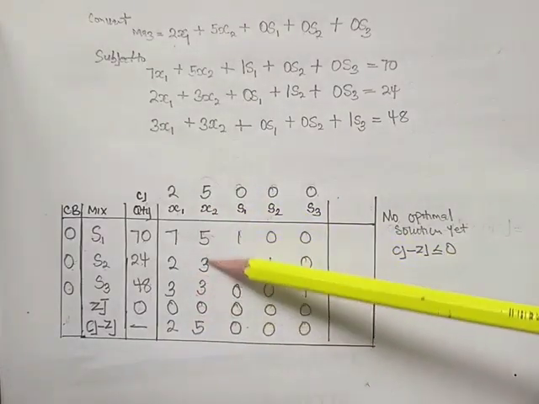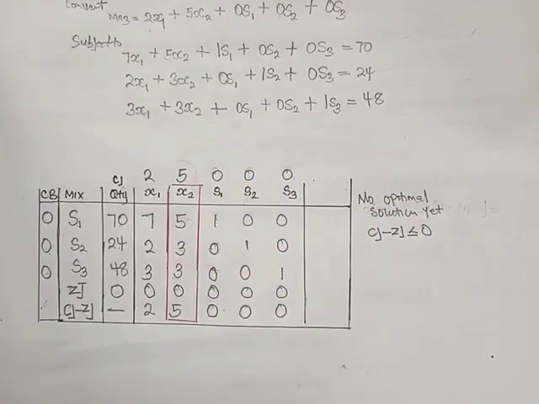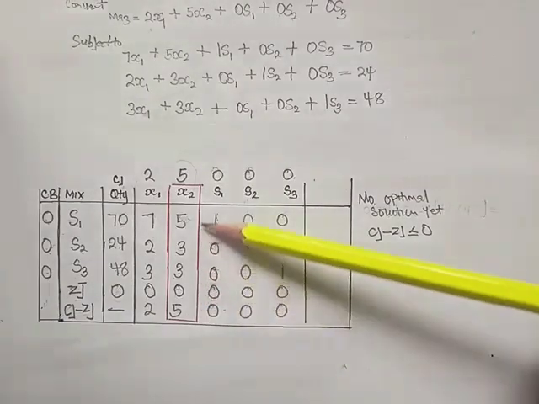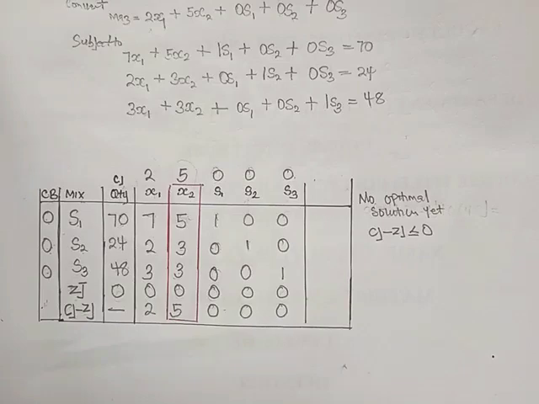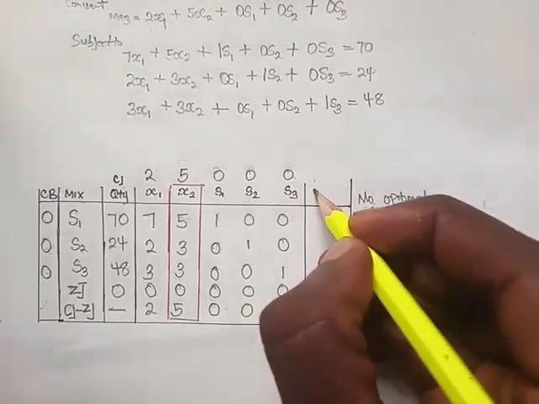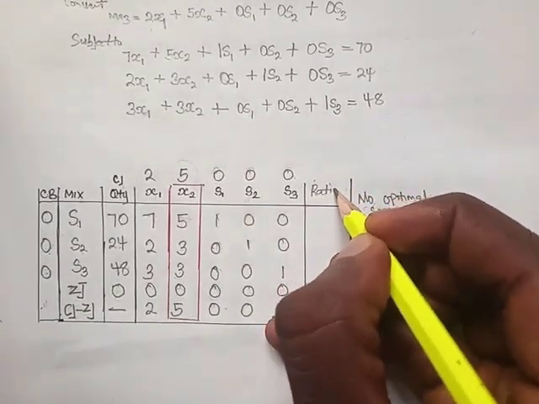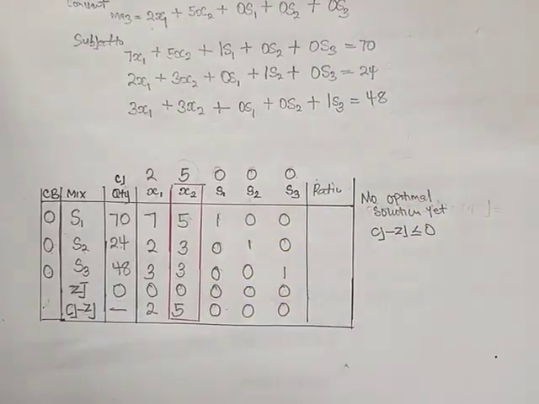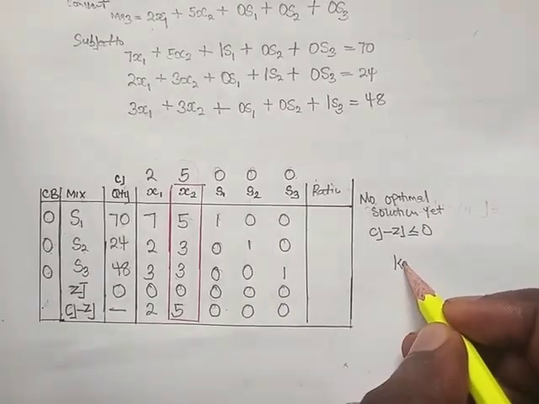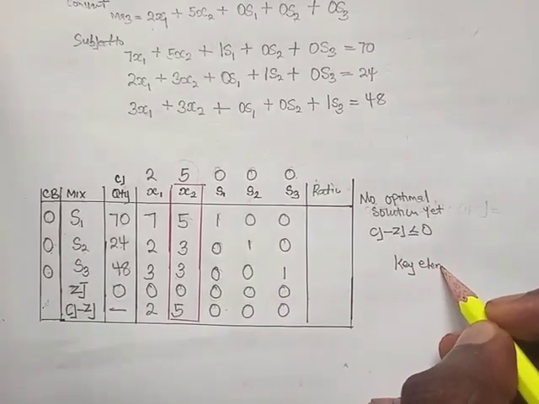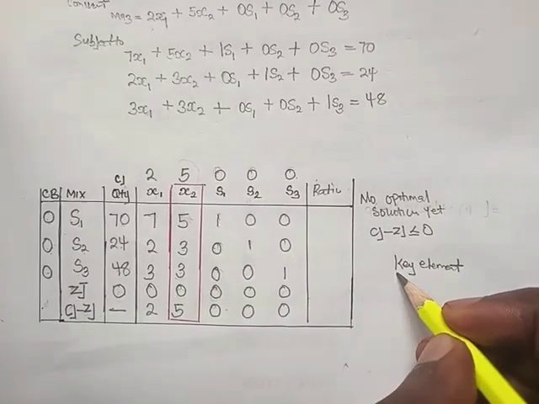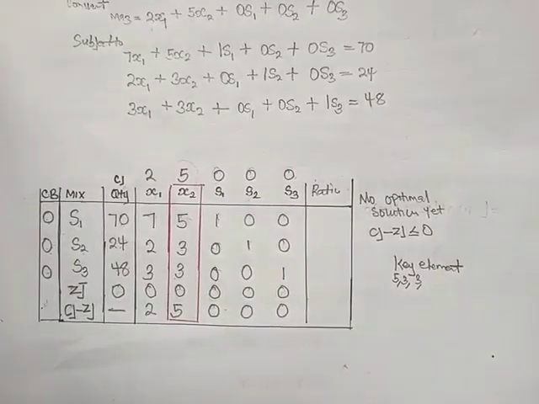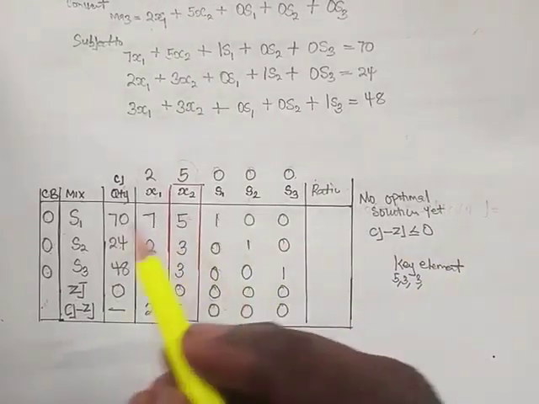So we are going to pick the highest value, which is 5. That particular column is our pivot column. That is the entering variable. So we need to solve for our pivot row, but we need to introduce our ratio. Now 5, 3, 3 are the key elements. They are 5, 3, and 3 because they are part of the pivot column. Those are the key elements.